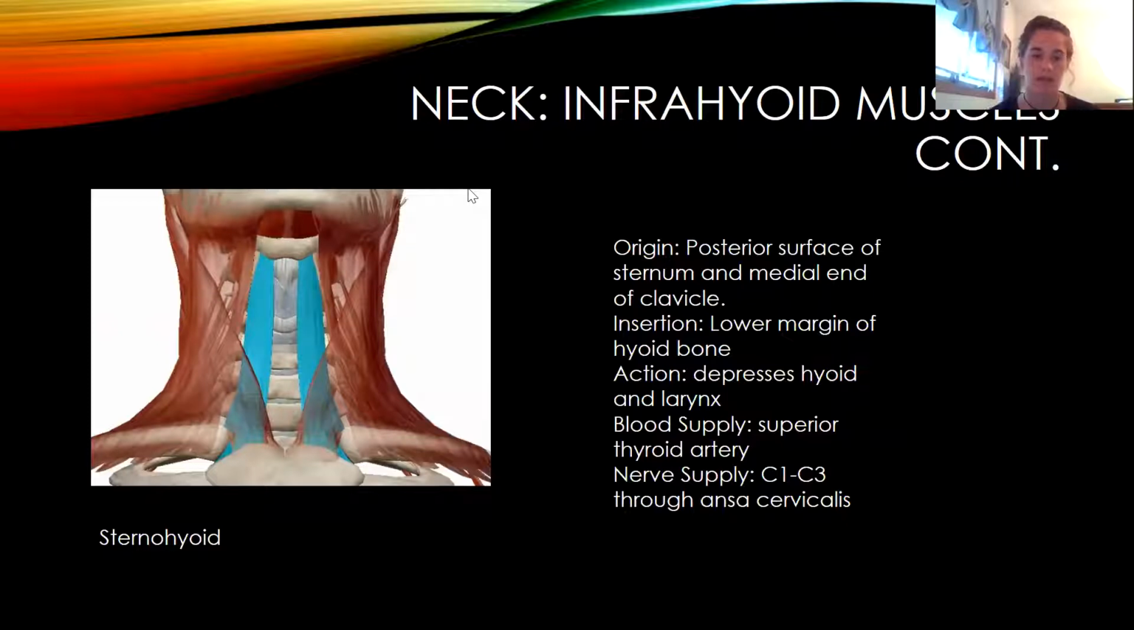Then there is the sternohyoid. The origin of this is the posterior surface of the sternum and of the clavicle. And then the insertion is the lower margin of the hyoid bone. And the blood supply is the superior thyroid artery. Nerve supply is the same as the other three, going through cervical 1 through 3 through the ansa cervicalis.